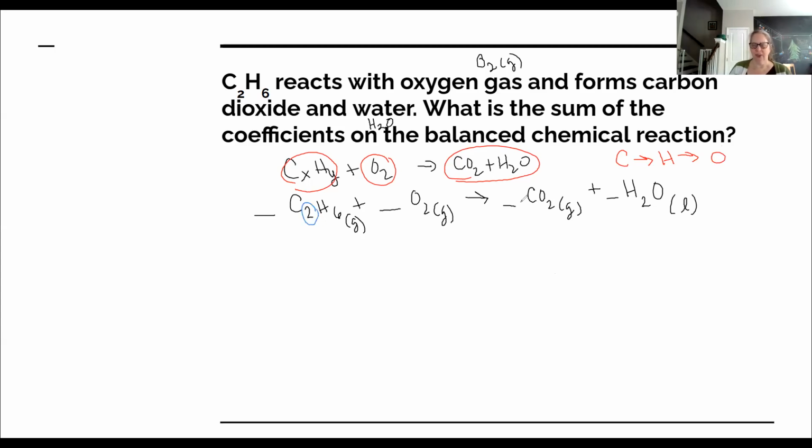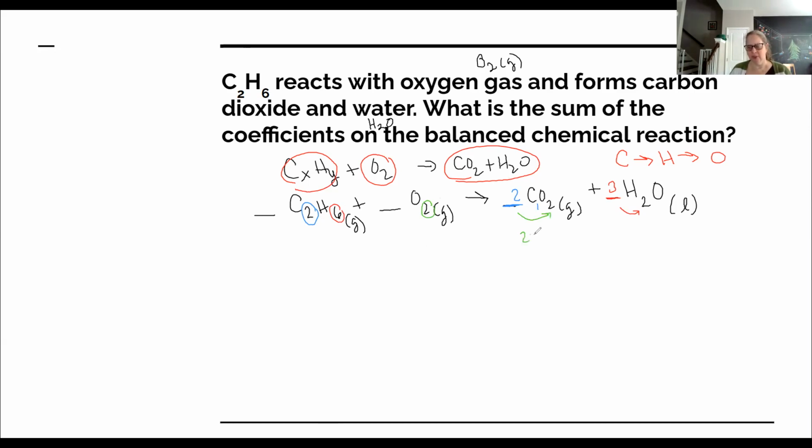2 carbons, so I'm fixing just the coefficients at this point, not the words. 2 times 1 is 2 carbons. Hydrogens, 6 hydrogens. Something times 2 is 6. 3 times 2 is 6. Oxygens, 2 oxygens here, and just be careful on this side.